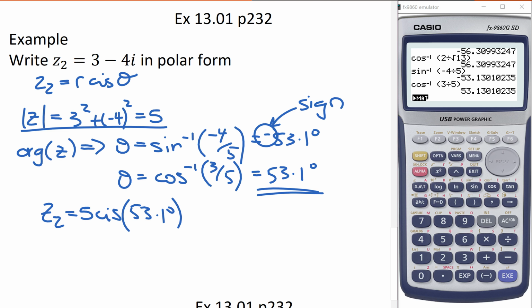You don't put the negative in the equation. Sorry, that should be negative. Yep, that should be negative. It should be negative 53.1. Happy?